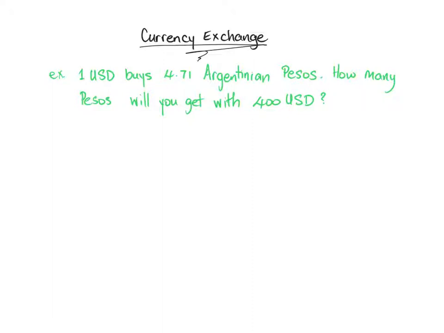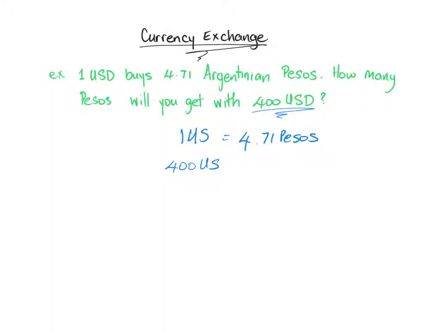So here we have that $1 is equal to 4.71 pesos. Let's write that down first. 1 US equals 4.71 pesos. And we want to know how much 400 US would be. Where am I going to write the 400 US? Well, I'd write the 400 US underneath the information for US dollars, because what we want is to have US over US and pesos under pesos, or pesos over pesos.